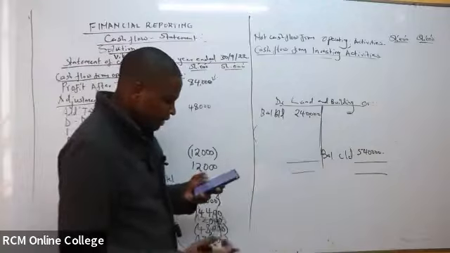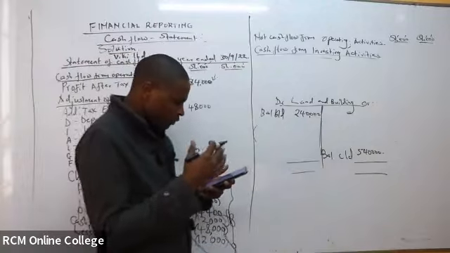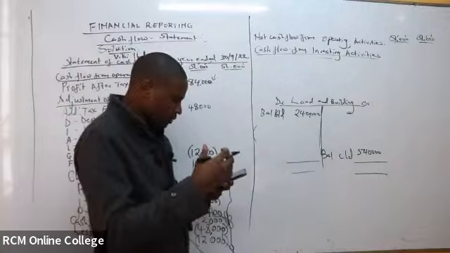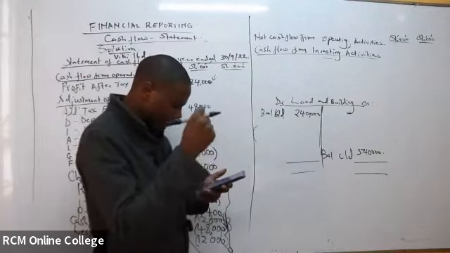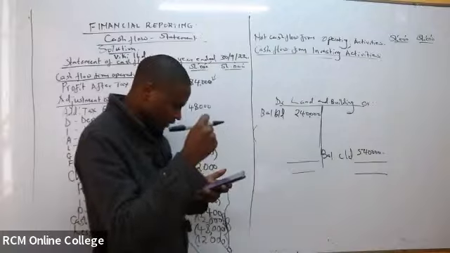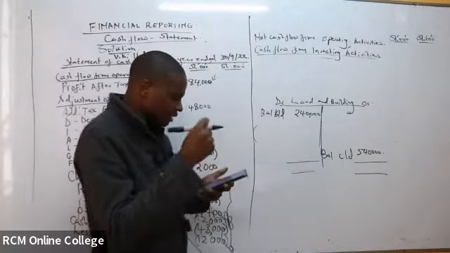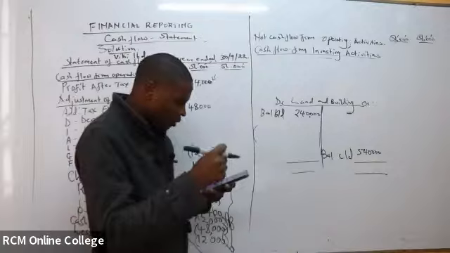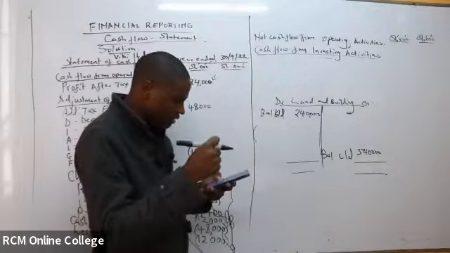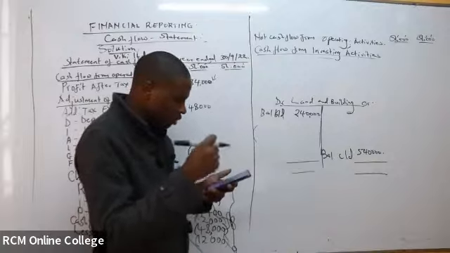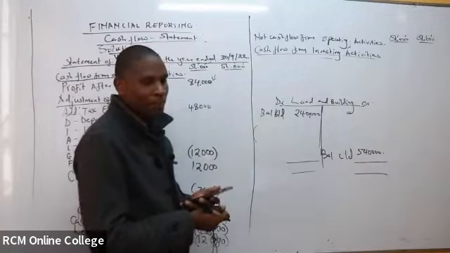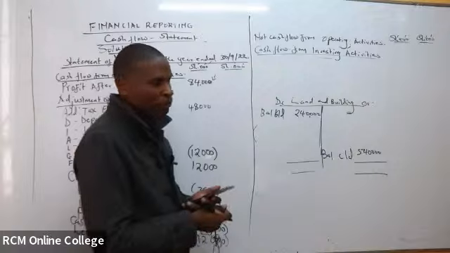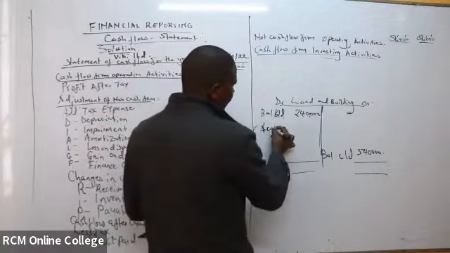So in our case, we now need to go to where the information is talking about acquisition. Additional information number 5. They are telling us that land and building were acquired during the year ended September 2022 at a cost of 360,000. These people acquired a piece of land. So there was acquisition.